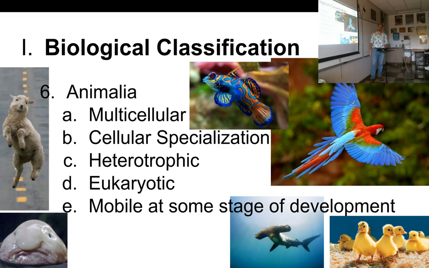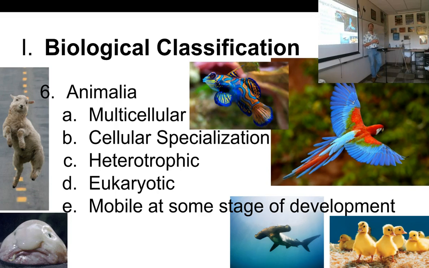These are multicellular organisms, like plants were. These also have cellular specialization, like plants were. But unlike plants, these are heterotrophs. Heterotrophs means they eat other things. So we don't walk outside and be like, yeah, I'm kind of hungry. I'm full. No, that would be really cool if we could. But we don't. Animals are not autotrophs. We have to eat something else. We are eukaryotic. We have true cells with nuclei. And every animal is mobile at some stage of development.